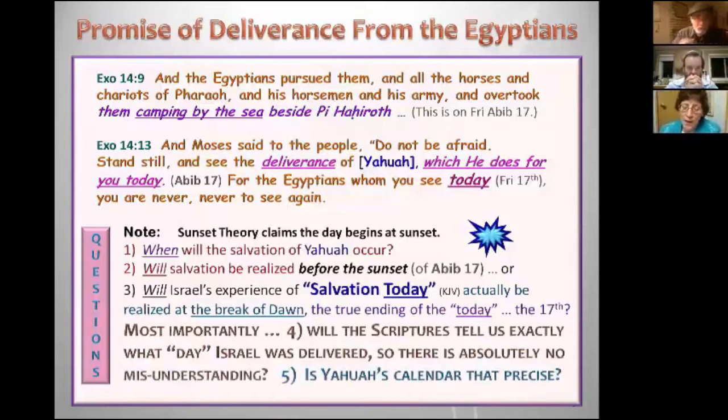We know that there's still a lot of people that believe that the day begins at sunset, but does it really? So here are some questions that I just want you to ponder and internalize. When will the salvation of Yahuwah occur? Will salvation be realized before the sunset of Abib 17? Or will Israel's experience of salvation today actually be realized at the break of dawn, which is the true ending of the today, the 17th of the first month? And even more important, will the scriptures tell us exactly what day Israel was delivered, so there's absolutely no misunderstanding? And another question, is Yahuwah's calendar that precise? That's what we want to find out. So keep those questions in mind as we go through the study.